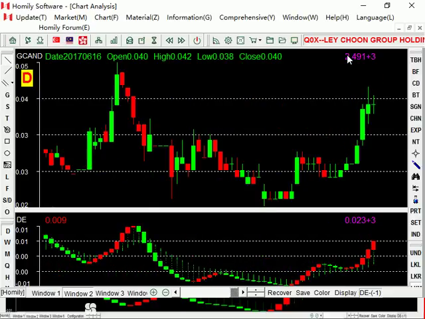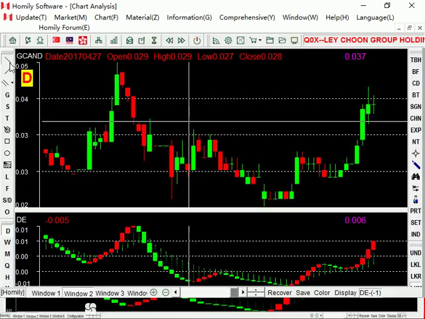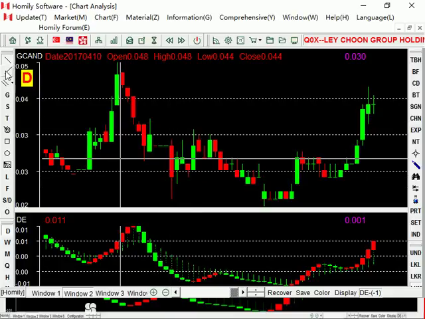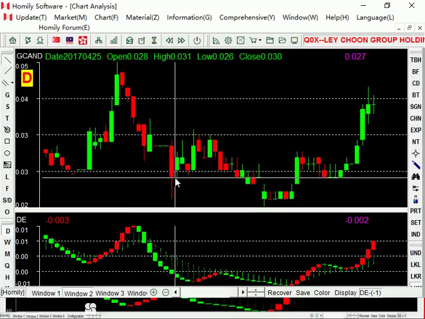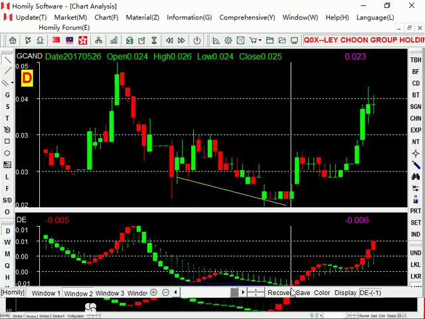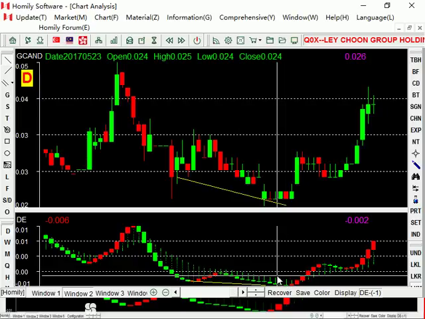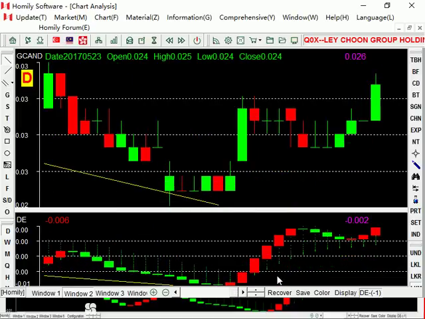Okay, then we can see this one. Whether it is the top deviation or bottom deviation. So let's see this one. The low point is lower. The low point is lower or higher? Lower deviation or not? There's no deviation, because not every stock will show the deviation. So let's see this one.